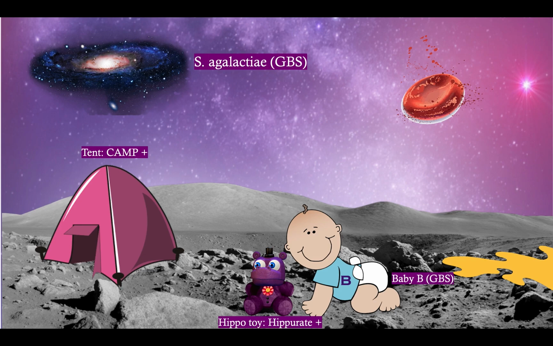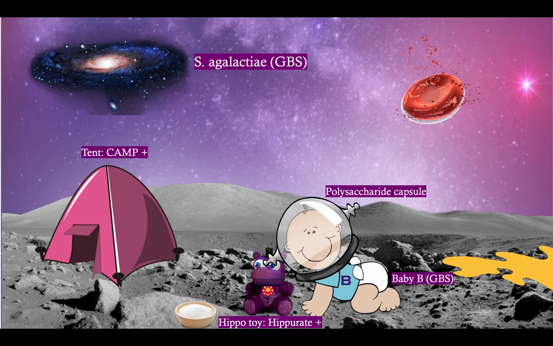Now, after a long day of exploring the moon, he needs to go back to his tent and camp out. Group B strep is CAMP positive. And like anybody who goes to the moon, got to have oxygen. And to have oxygen, he needs to have a capsule helmet. So this baby has a capsule helmet.